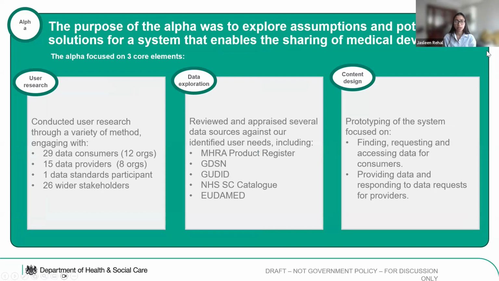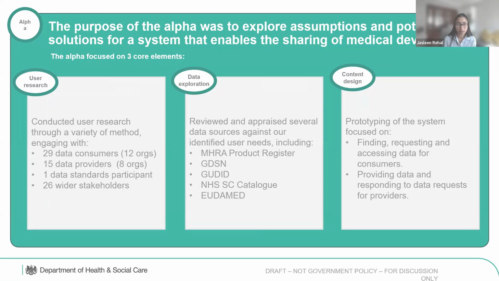As I just mentioned, we've just finished a 12-week alpha program, which focused on exploring some of our core assumptions and trying to identify a potential solution to take forward to develop the system. This work focused on three core elements: user research, data exploration, and content design. I'll go through some of the key activity in each of these stages in the next couple of slides.